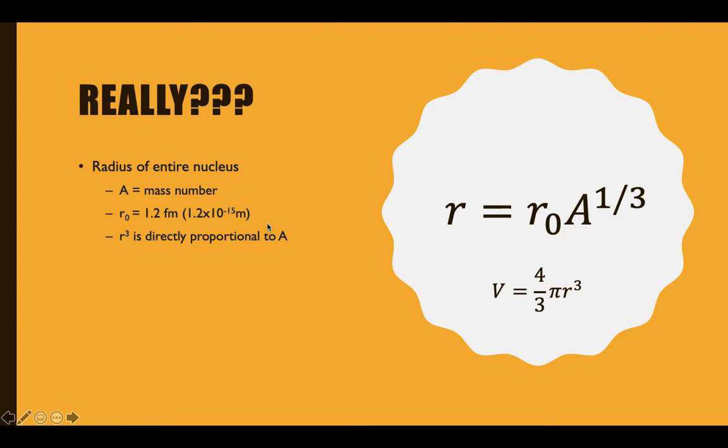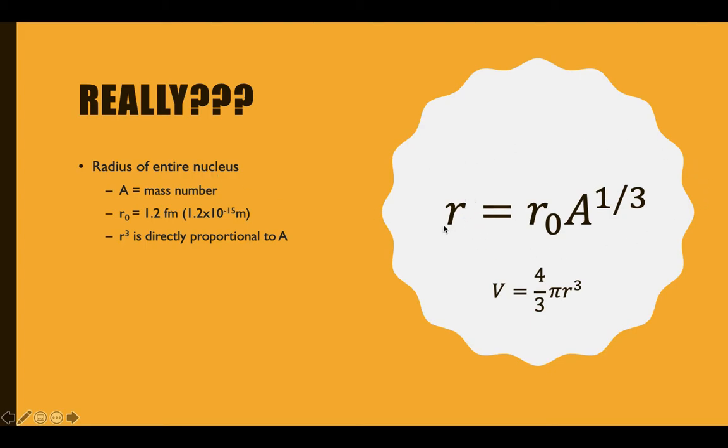So we know that protons and neutrons exist. We know that they have masses that are the bulk of the mass. We know that they're in the center. And in the beginning of the video, I said that they are spherical in nature. Really? How do we know that? The biggest evidence is the radius of the entire nucleus.